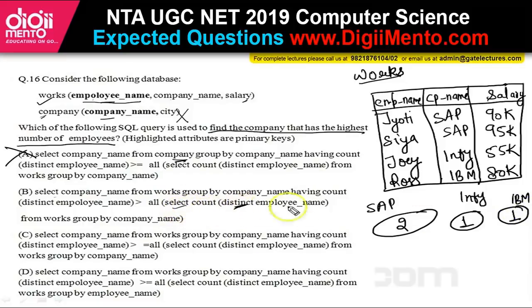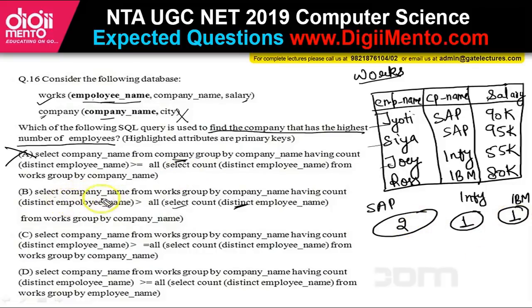Select count distinct employee name from works group by company name. First I categorize them into groups and then count the number of distinct employee names. So this one is in one group and this one is in one group. So this is the output of my query. Okay, so let's work on the outer query.